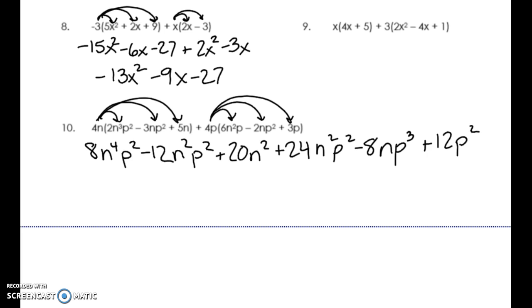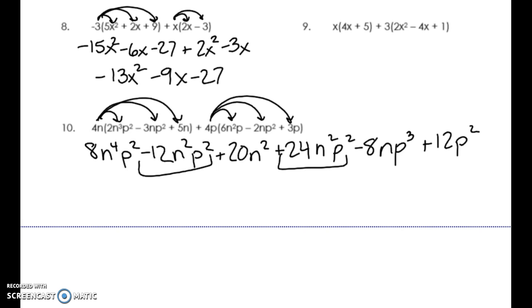Do I have any like terms? Yes. All the p's. What's tricky about this one though? You have to combine the whole thing. The n exponent and the p exponent have to be the same. So what's the 12? Excellent. These are your only like terms. Negative 12n squared p squared and 24n squared p squared. Because the n has a squared, the p has a squared. Both of those things have to be true.